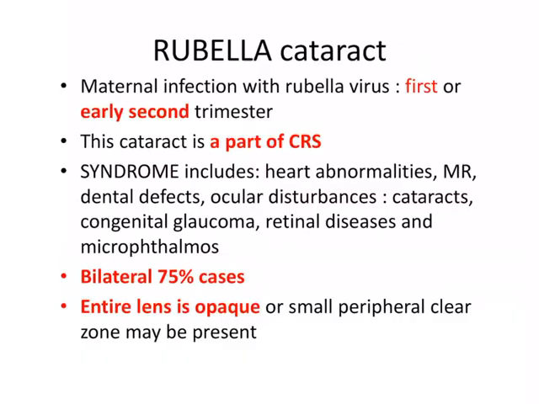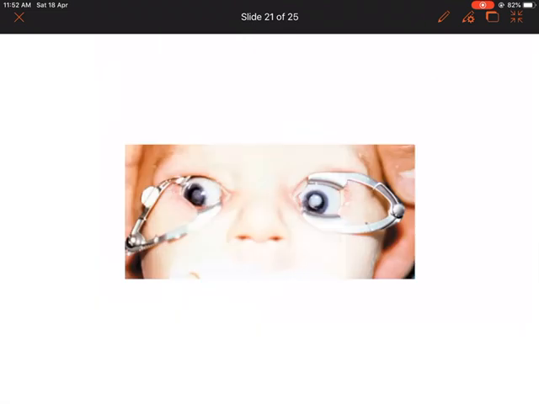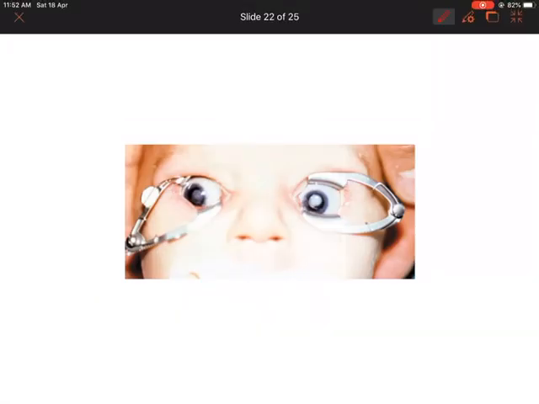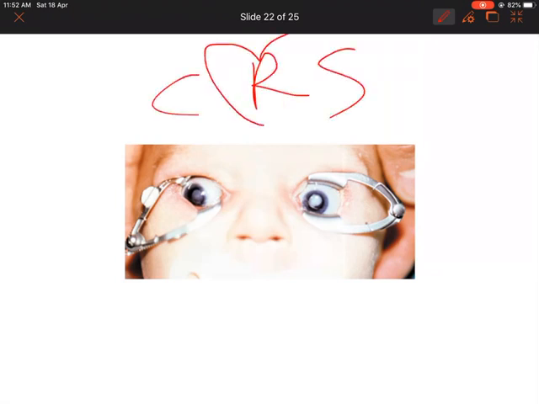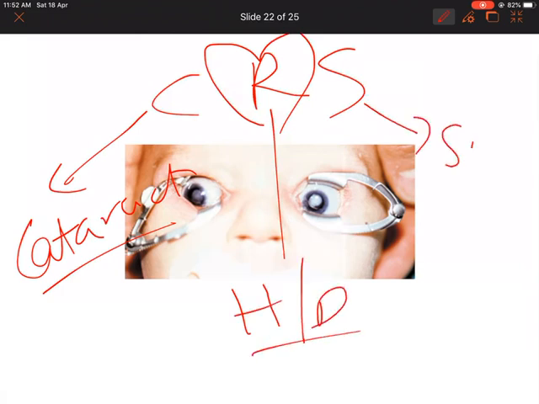Coming to rubella cataract, it occurs due to a maternal infection with rubella virus in the first or early second trimester. Rubella cataract is most of the time part of congenital rubella syndrome. Remember, it's a triad of things: cataract, heart disease, and sensorineural hearing loss.